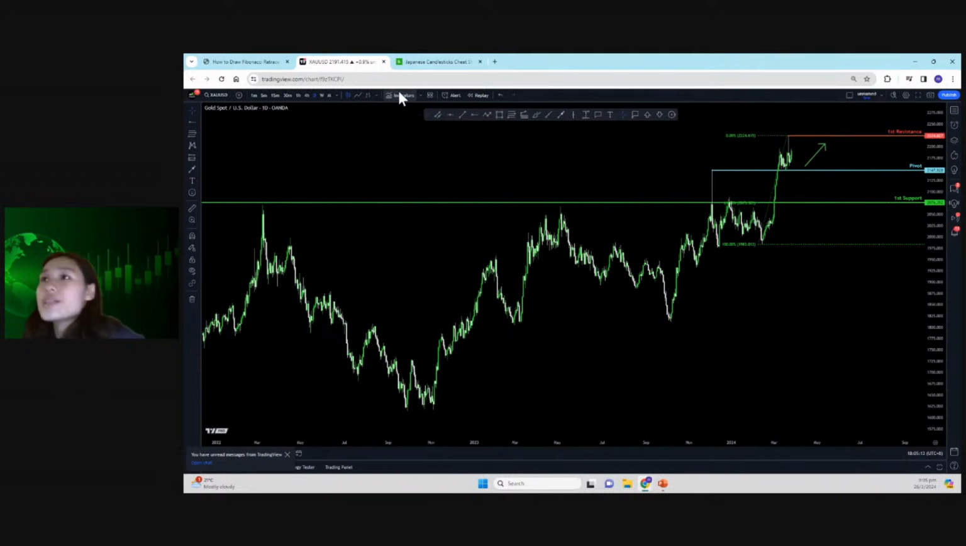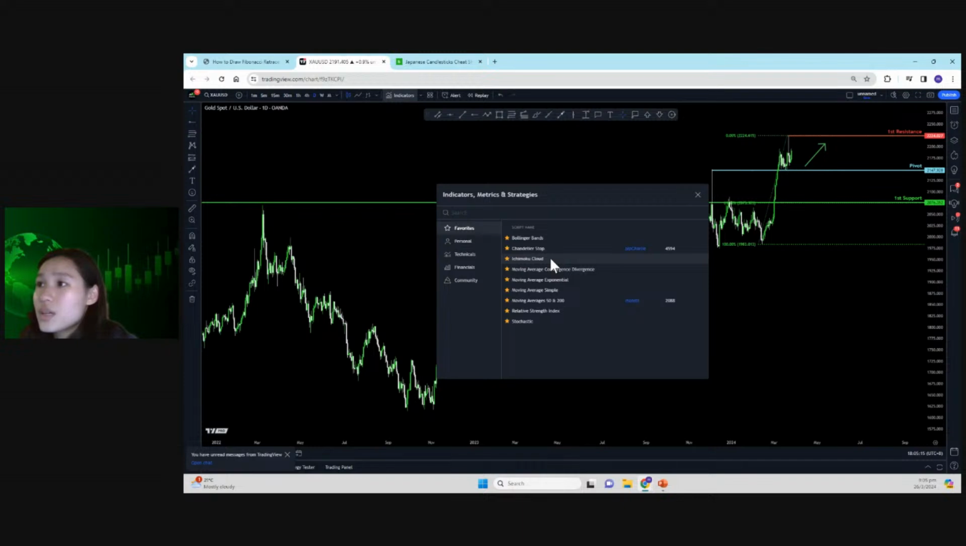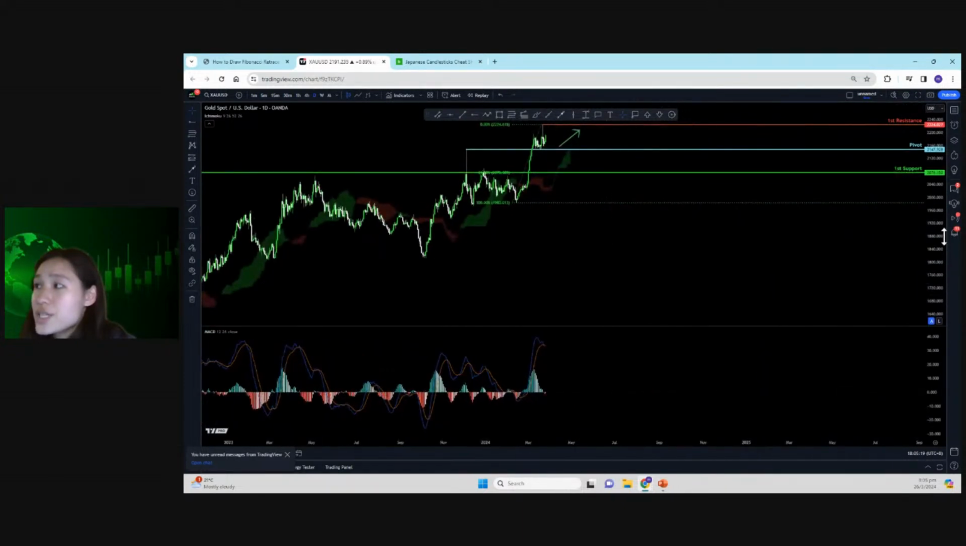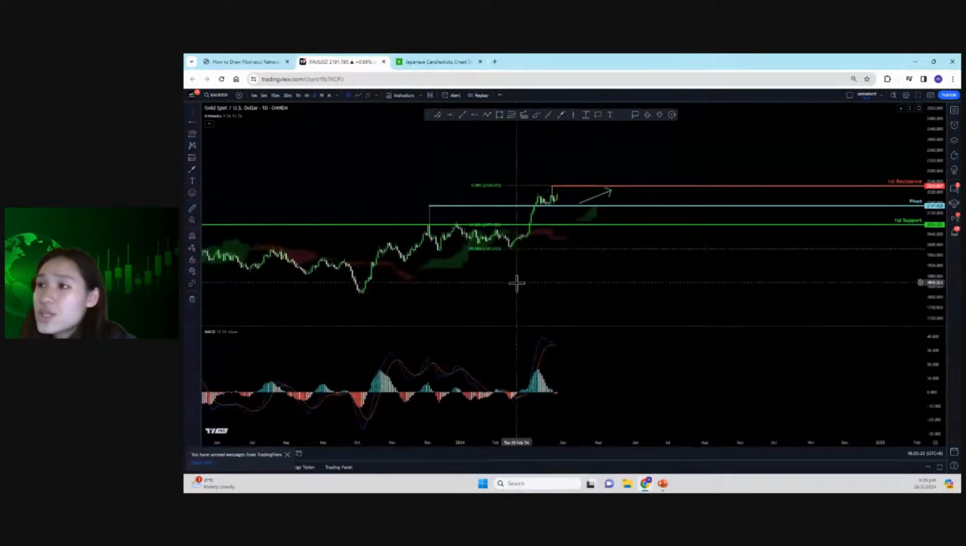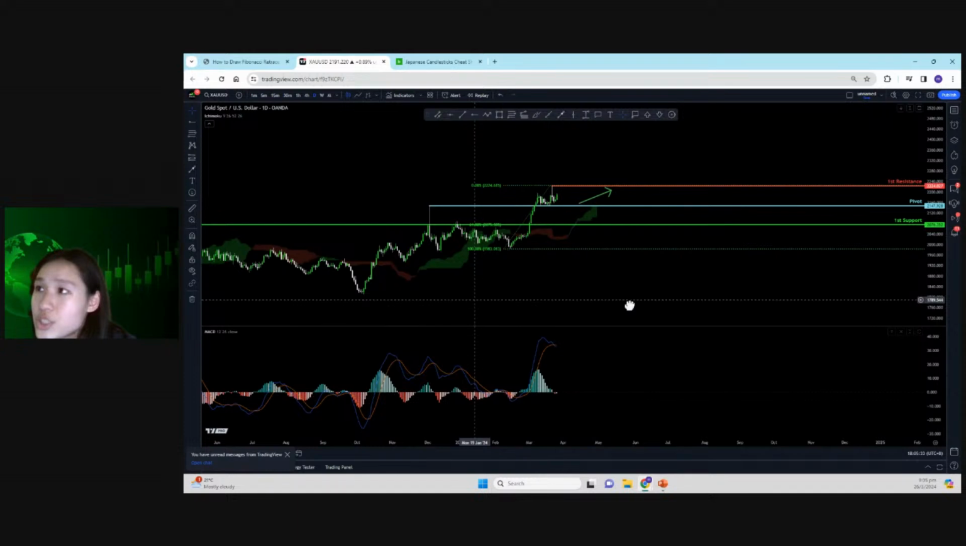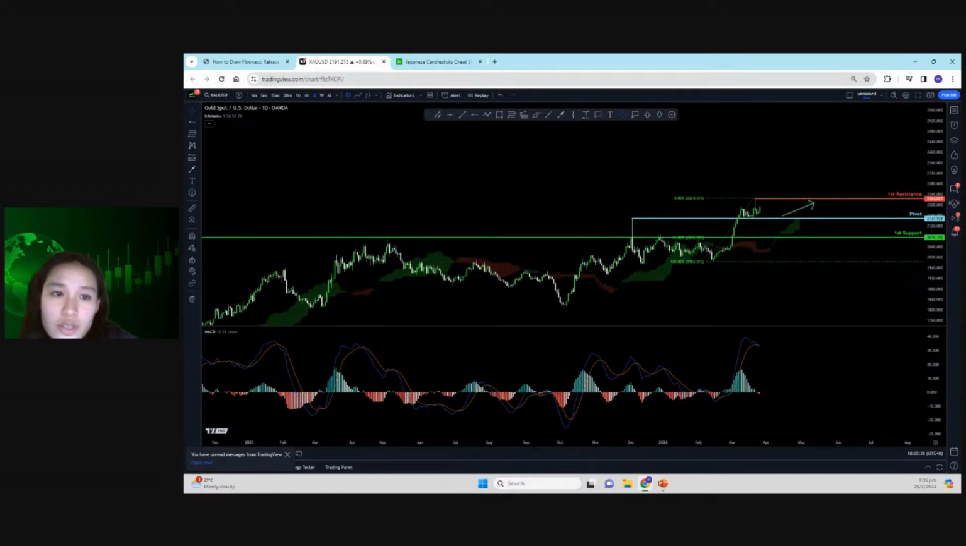Okay, if we look at some indicators, same thing, I'm going to start with Ichimoku and MACD. Price is moving above the Ichimoku cloud, so it's giving us a bullish signal and supports our bullish analysis. And then MACD is also giving us a bullish analysis. Okay, so both support our analysis that price is going to continue towards our first resistance.